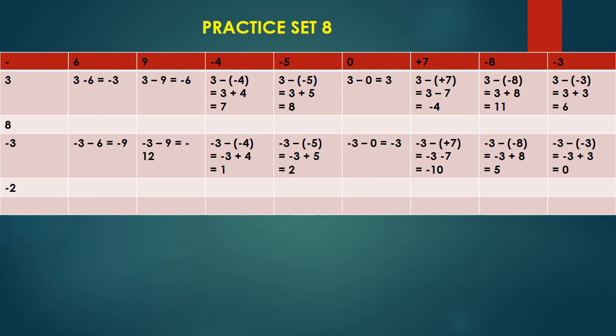Minus 3 minus minus 8. So minus minus becomes the plus. Again plus minus becomes minus. So we have to subtract 3 from 8. So the answer we get is 5, and it has the larger integer's sign. Then minus 3 minus minus 3. So we have to solve that bracket. So minus 3 plus 3. So 3 minus 3 is equal to 0.